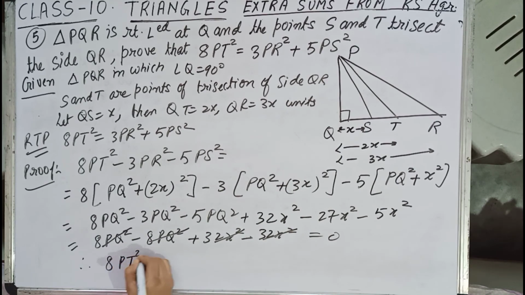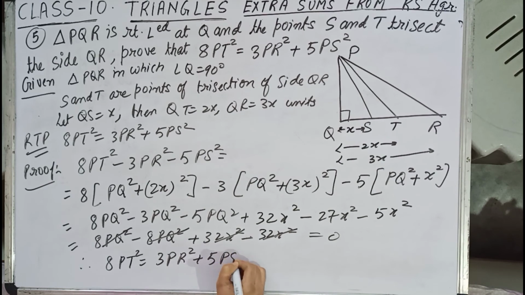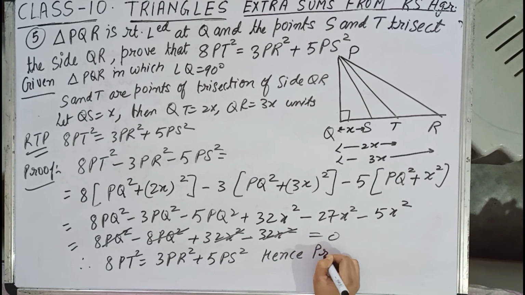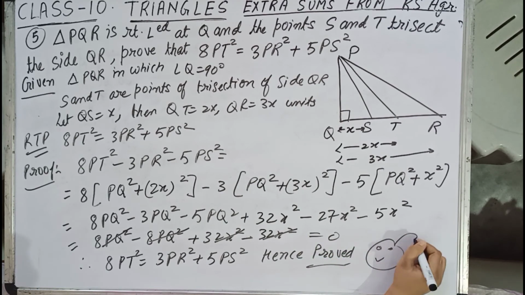Therefore, take this to the right hand side. So 8PT square equals 3PR square plus 5PS square, and the last portion left to write is hence proved. Check. So let us move to one more question.